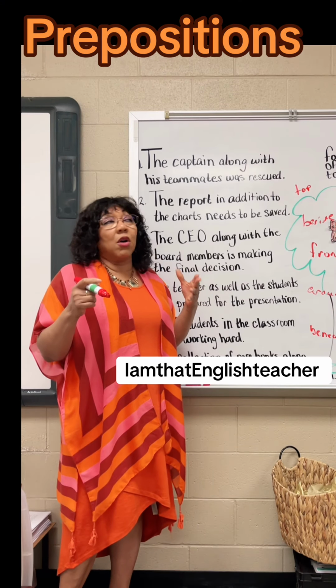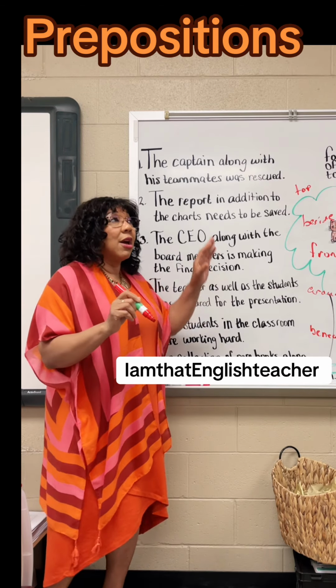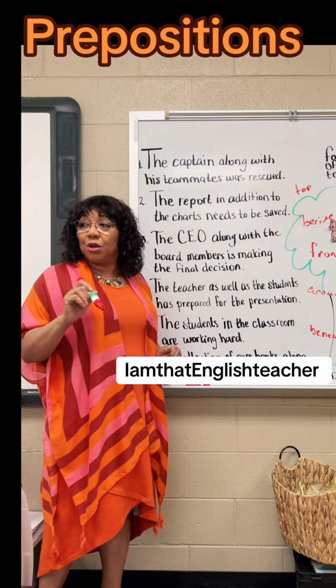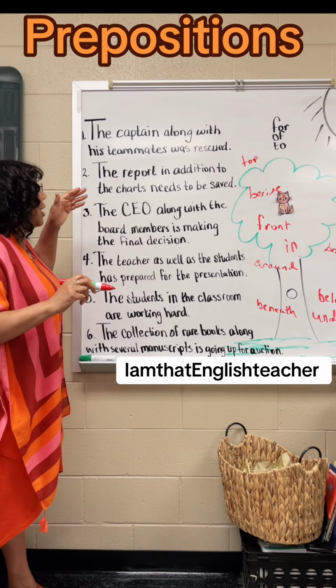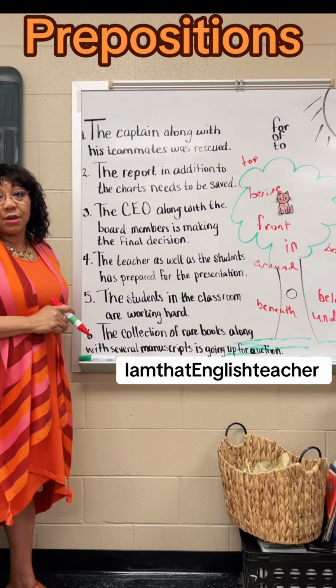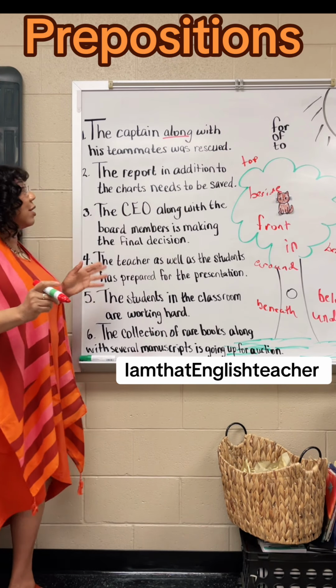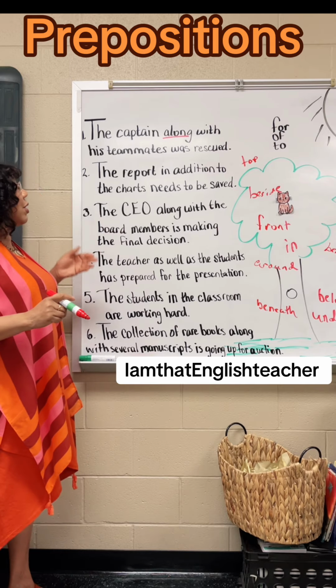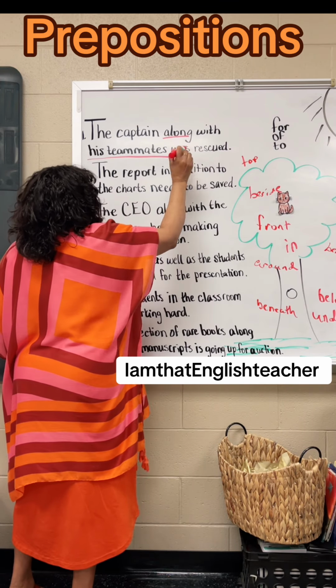It's important to know a preposition because you have to determine verb tense and also placement of a comma. Example number 1. The captain, along with his teammates, was rescued. What is the prepositional phrase? Along. Along is a preposition, so what's the prepositional phrase? Along with. Along with what? His teammates. Along with his teammates. So this is a whole prepositional phrase.